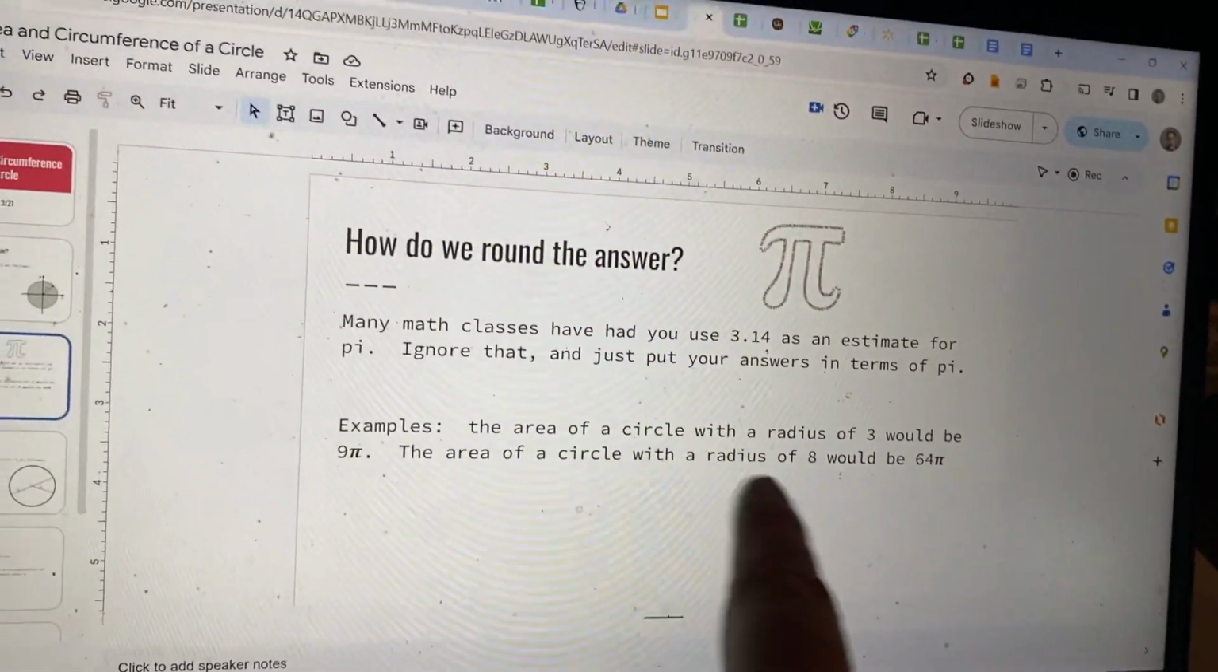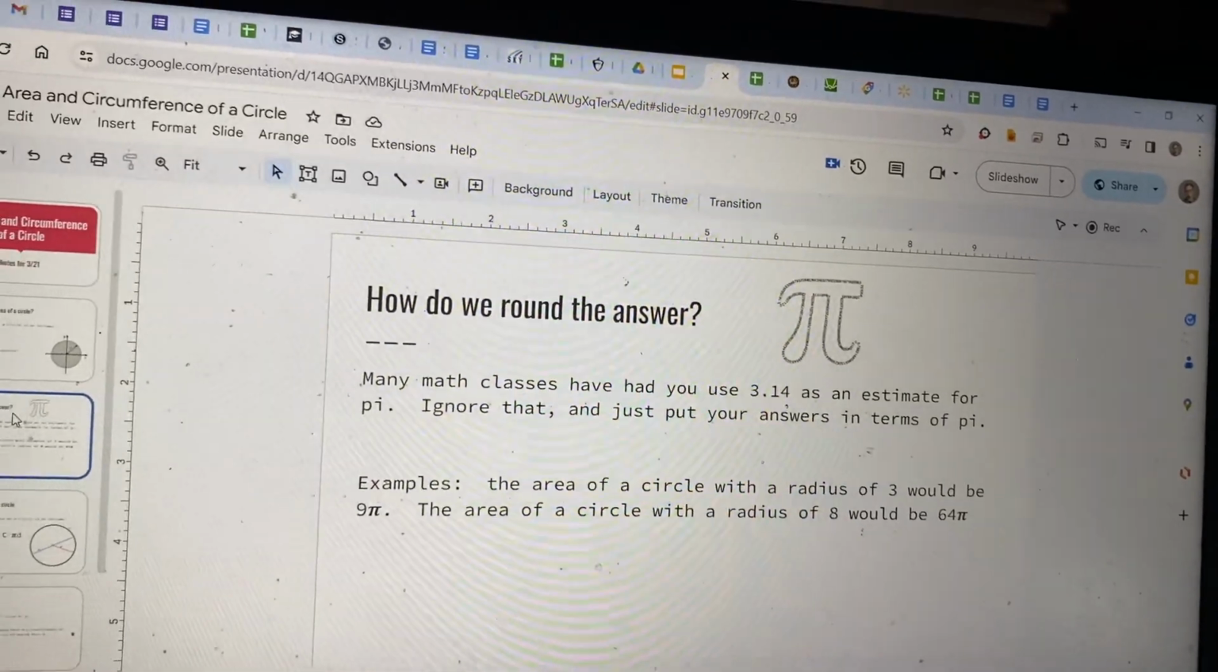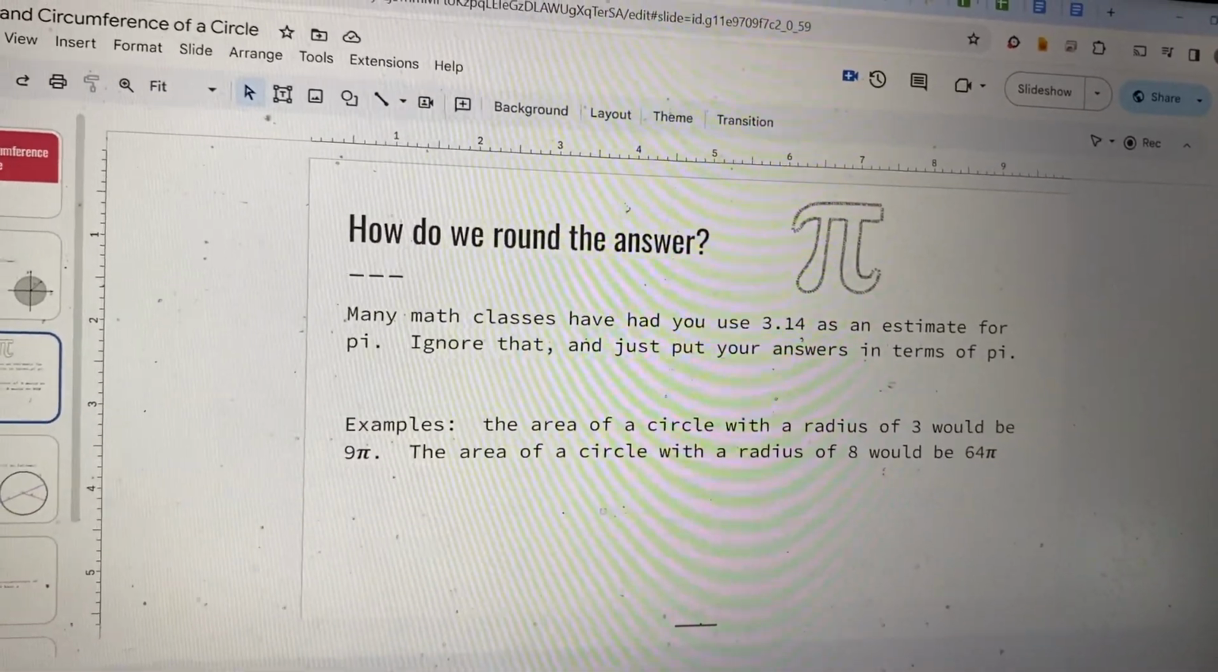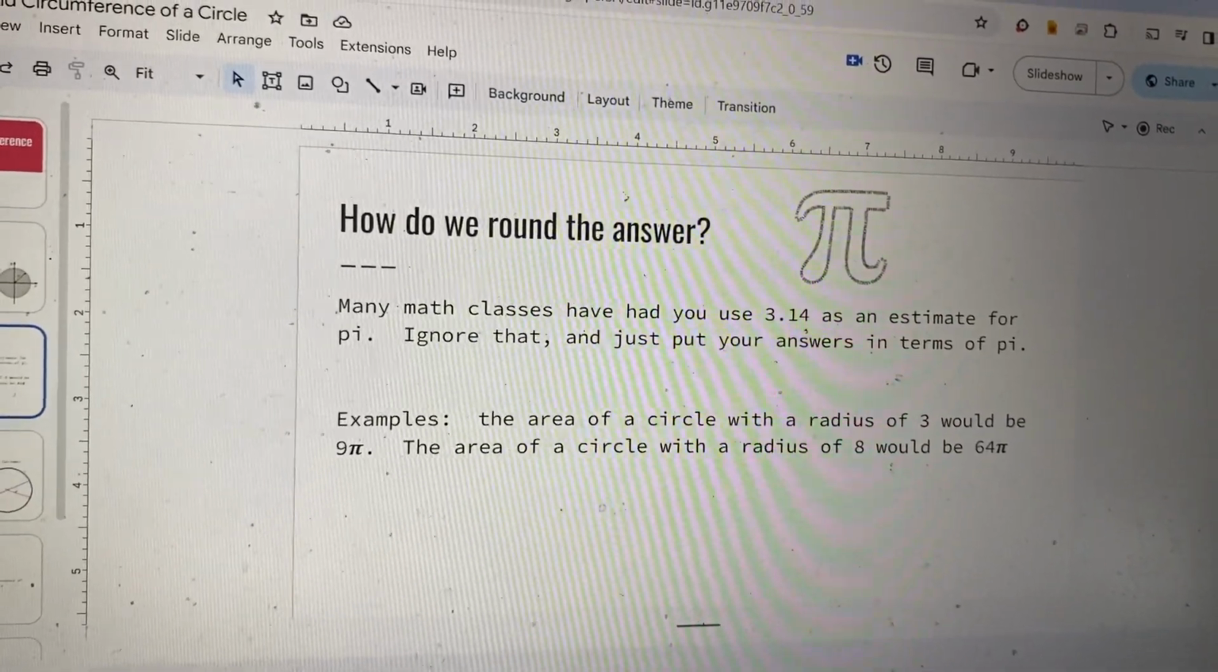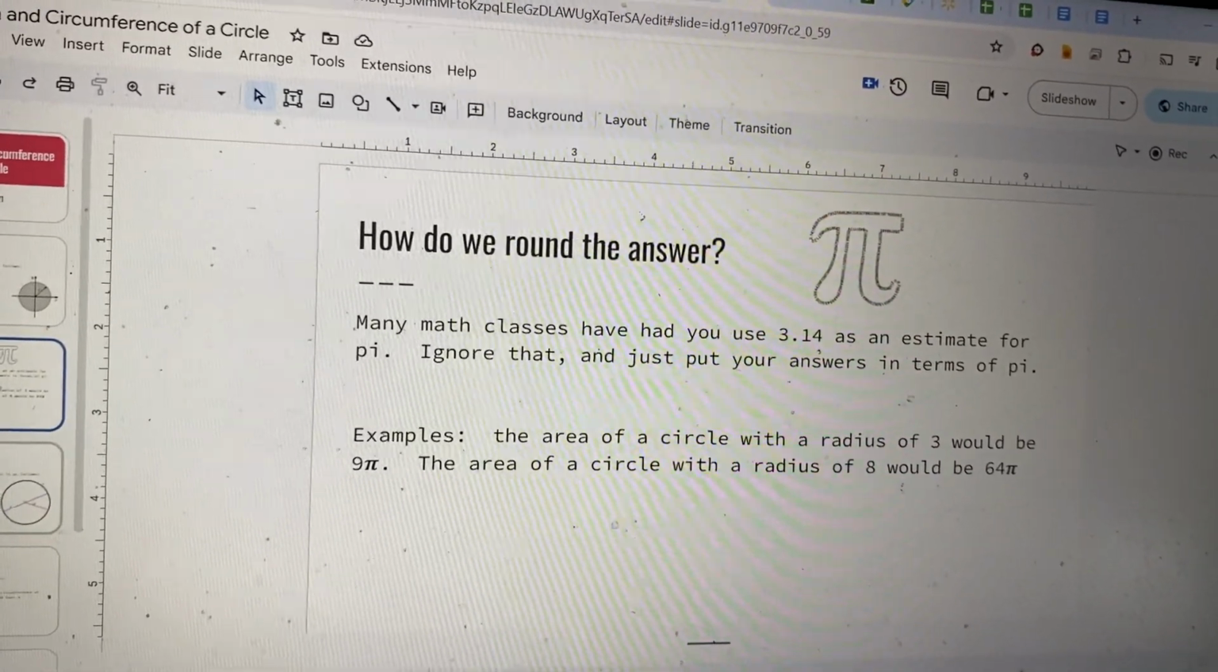So in our example, the area of a circle with a radius of 3, squared is 9, so that would be 9 pi. The area of a circle with a radius of 8, squared would be 64, so the area is 64 pi.